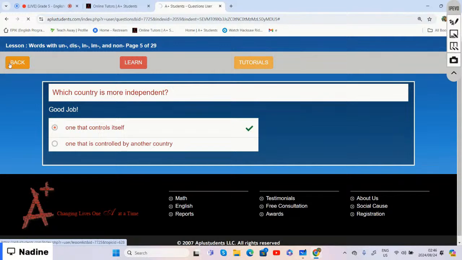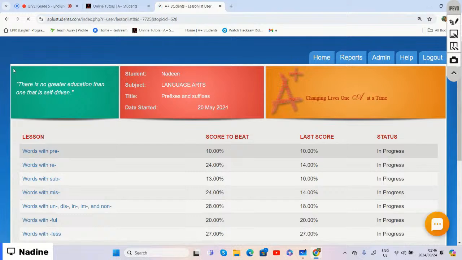All right, so this is now the end of our lesson on prefixes. And we said that knowing the meaning of the prefix will help you to determine the meaning of the word that it latches onto, like the root word, right? And we did words with mis, which is incorrectly, and words with un, dis, in, im, and non. All right, so this is now the end of our lesson.